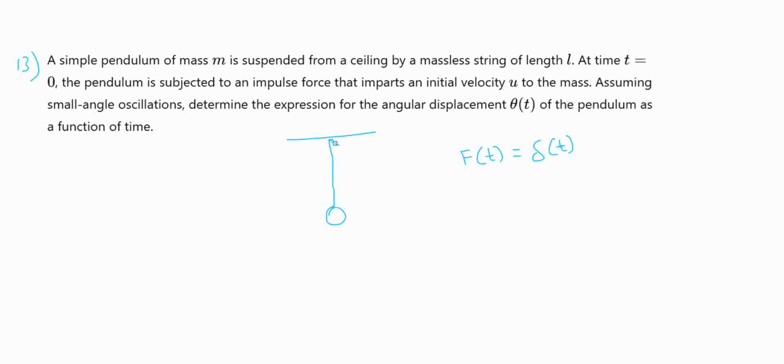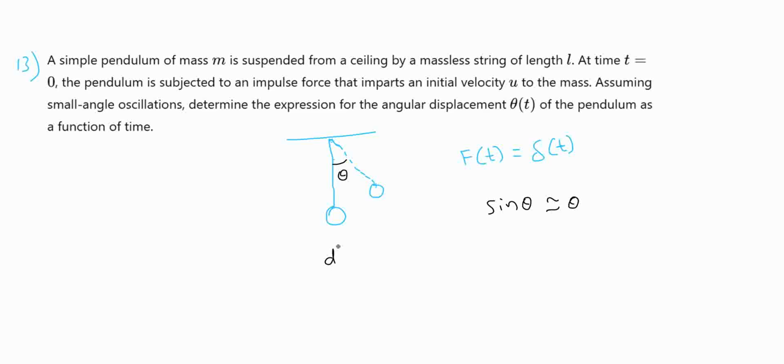Now when it is subjected to this impulse force, certainly it goes to some angle theta. And when it goes to an angle theta, there will be a natural response anyhow because of that. But because of this delta function, it will go to a certain displacement. And we have seen the equation for force and all. Also, it is given small angle oscillations, so sine theta will be approximately equal to theta. I'm just giving a clue on how to solve this.